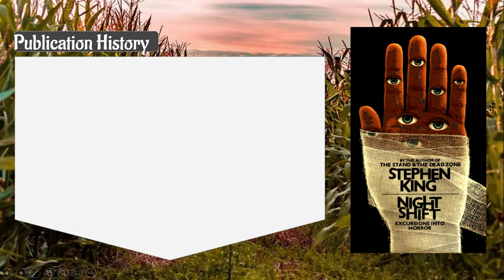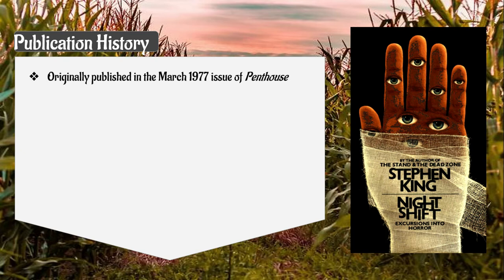So let's talk about Children of the Corn and its publication history. It was originally published in the March 1977 issue of Penthouse magazine. For those of you that don't know what Penthouse is, it is a sleazier version of Playboy.